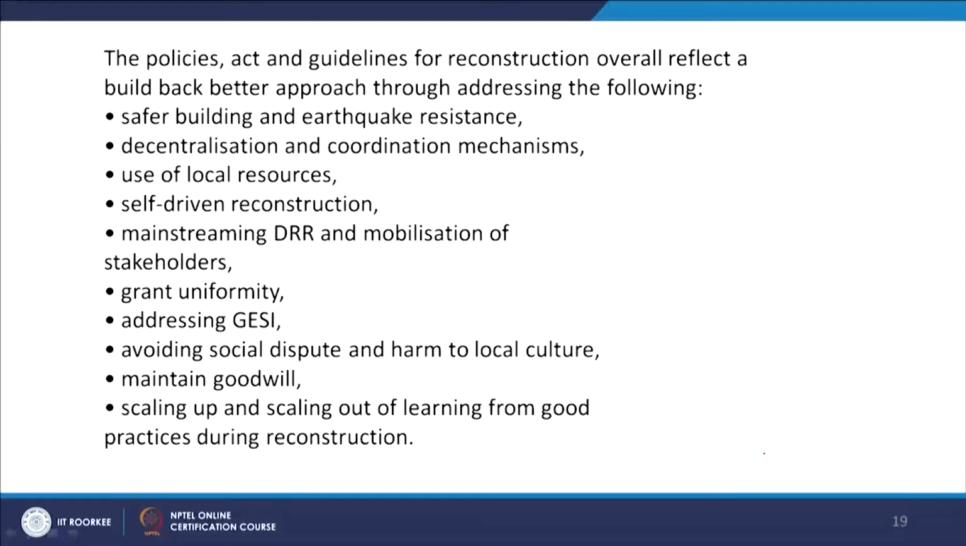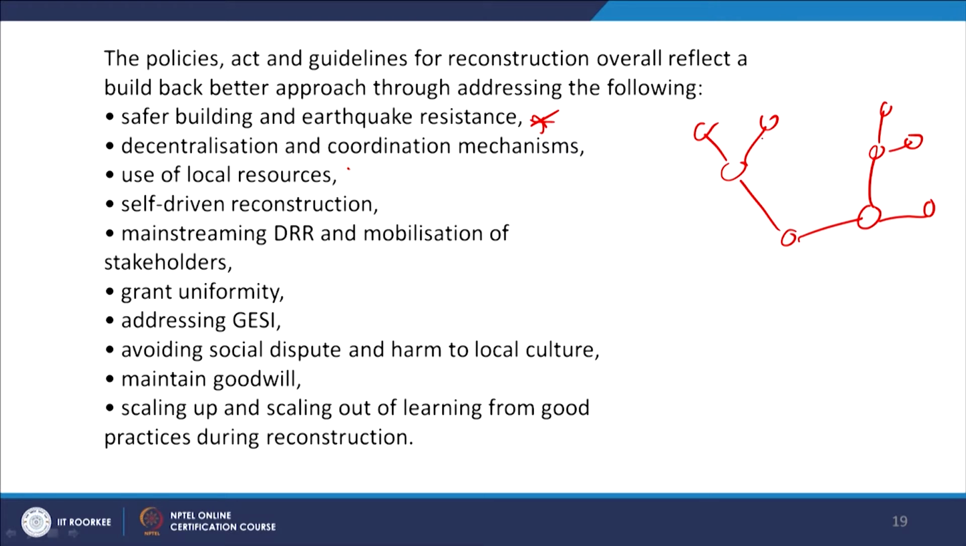And the policies, acts, and guidelines of reconstruction overall reflect a build back better approach. They have addressed these aspects. One is building, obviously, a safer building practice, and it has to adhere to earthquake resistance. This is one of the prime aspects. The second is decentralization, the decentralization and the coordination mechanisms.